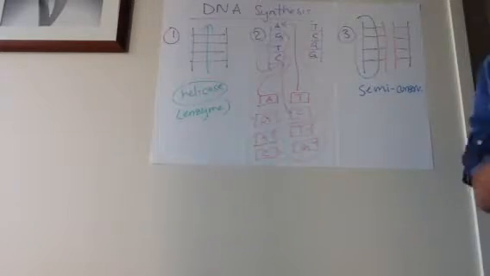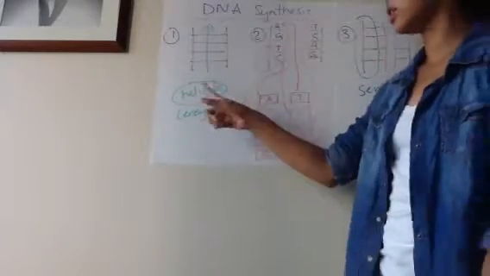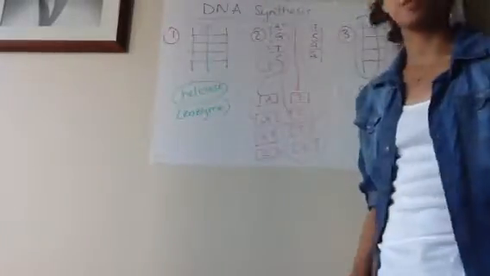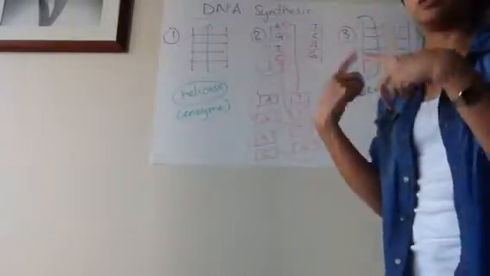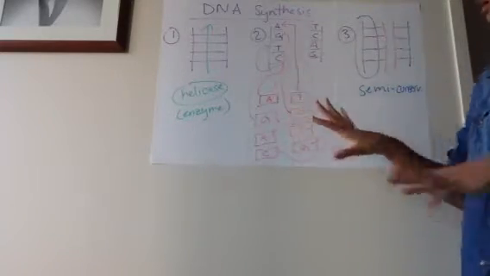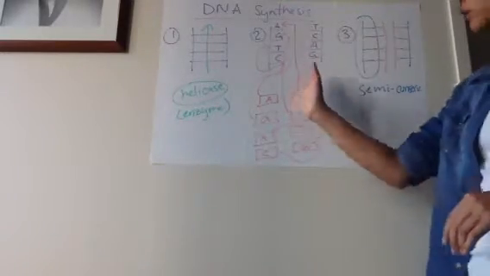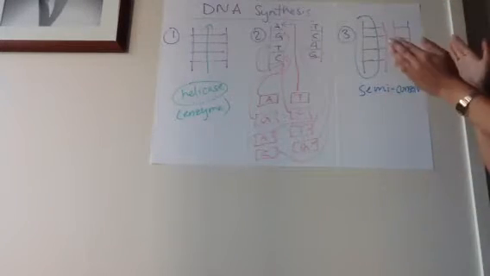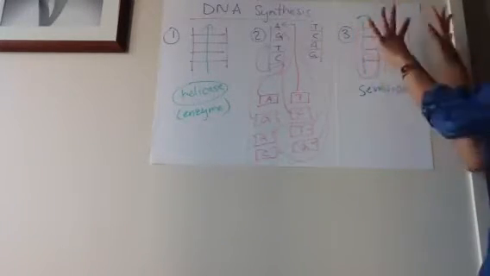So that's basically it. 3 easy steps for DNA synthesis. 1, helicase unzips it, splits up the DNA double helix structure. Step 2, you've got the free bases floating around in the nucleus. They're going to match up, complementary base pairing. Step 3, you now have the 2 new strands.